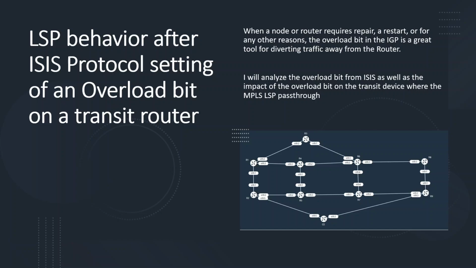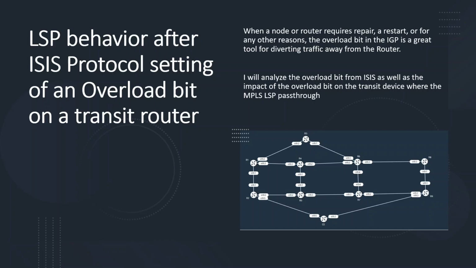Today I have an interesting question from my colleague regarding overload bit on IGP. What happens when he enables overload bit on any of the transit routers where the LSP is passing through? Even though I know the answer, I thought of doing the lab before sharing the result with him. Also, I have recorded the lab session so that it will be useful for the community.